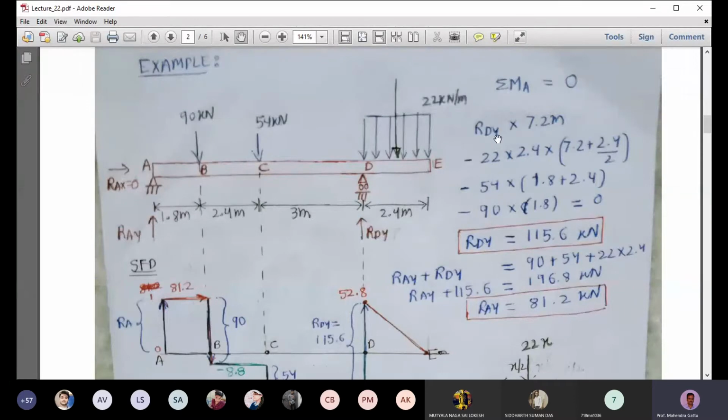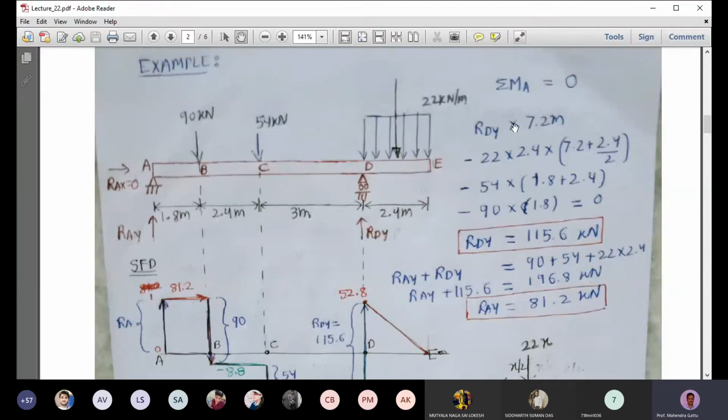So we can write that anti-clockwise movement: RDY into 7.2 meters, that is the distance AD, minus all the anti-clockwise movements. So 22 into this length, 2.4. So 22 into 2.4, and what is the distance from A? It will be AD plus half of DE, so 7.2 plus 2.4 by 2. And 54 is located at 1.8 plus 2.4. And 90 is located at, so the lever arm is 1.8.